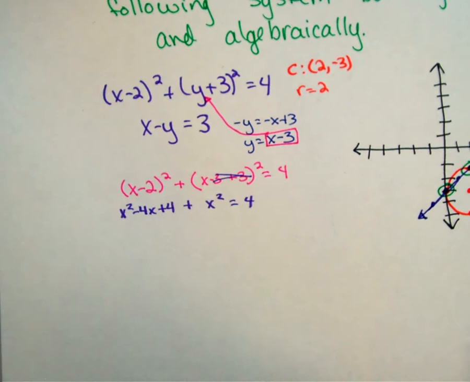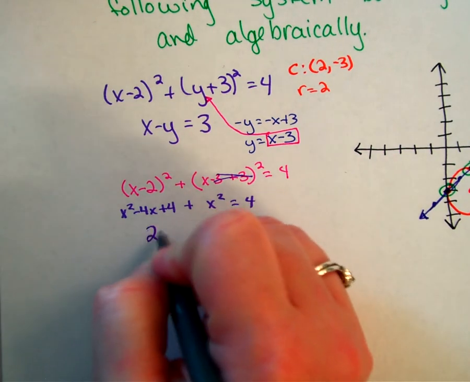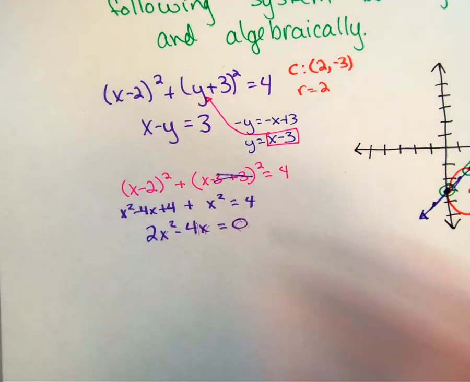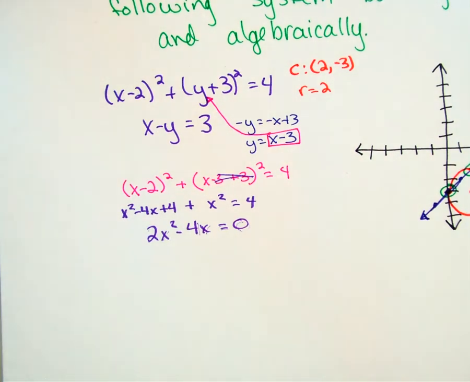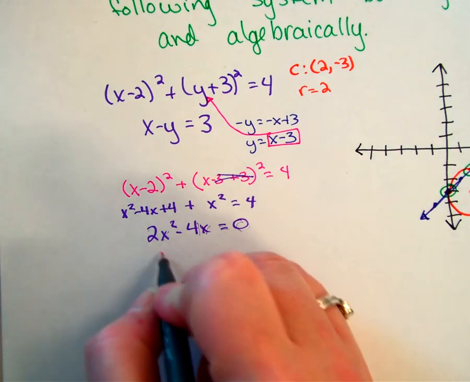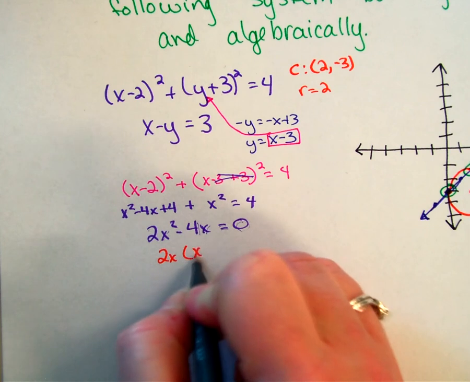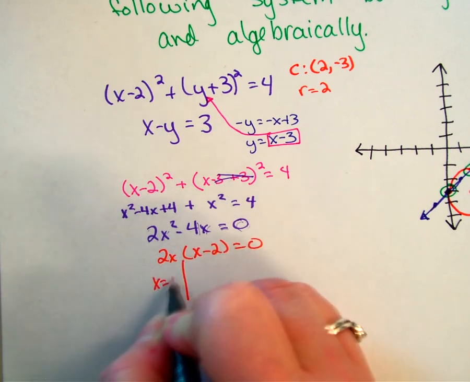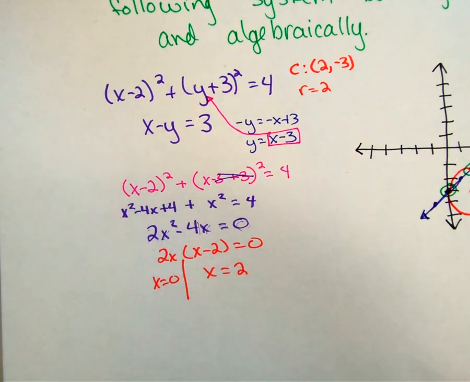So then combining my like terms, that's going to give me 2x squared minus 4x. And I'm going to bring over that other 4, so it's really going to cancel my 4's. And then I got a GCF factor of 2x, x minus 2 equals 0. So I get a 0 and a 2 for my x's, which means we're doing it pretty well because that's what we had for the x's from our 2 points.